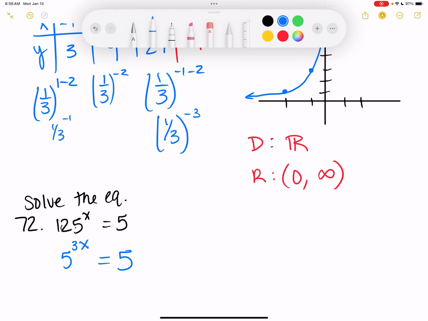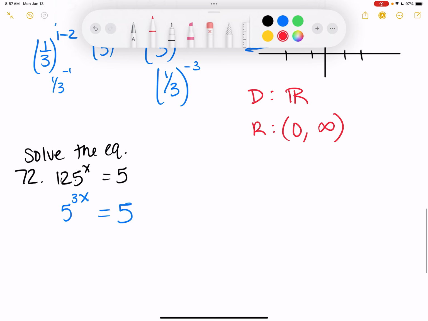Now, properties of exponents say that if these things have the same base, their exponents have to be equal. So that means that 3x is equal to, there's an invisible 1 there. So 3x is equal to 1, so x equals 1/3. And that would be solved then. If I plugged in 1/3 for x, then that equation would be equal. Which would say take the cube root of 125, and that would be 5, so I can verify that that's correct.